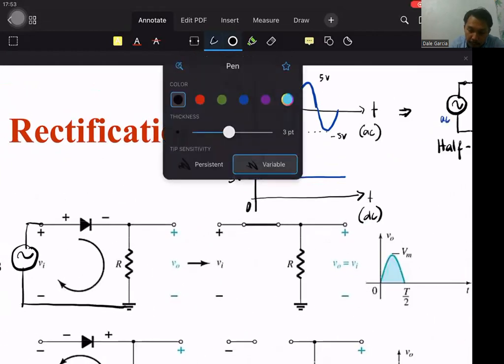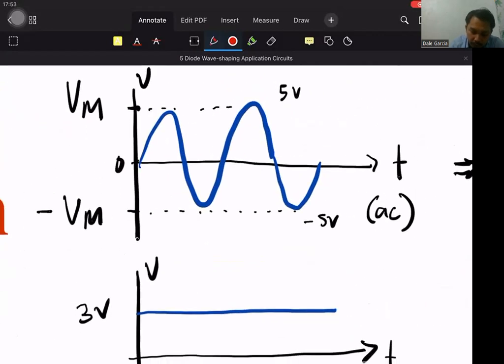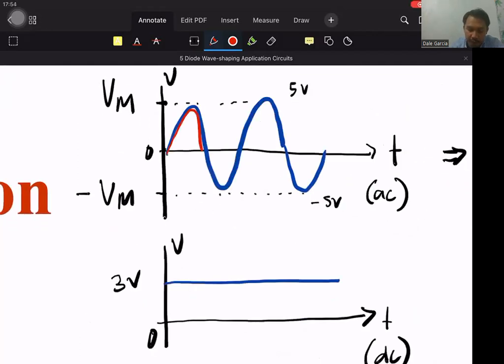cycle, let's mark it in red, the positive cycle. Any value from 0 to positive 5 volts is of course positive, right? So 0.1, 0.2, 0.3, 1 volt, 2 volts, up to 5 volts, they are all positive. Now, because they are positive, the diode allows them to pass through, or at least starting from 0.7.